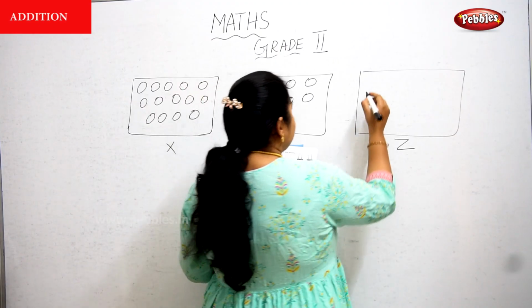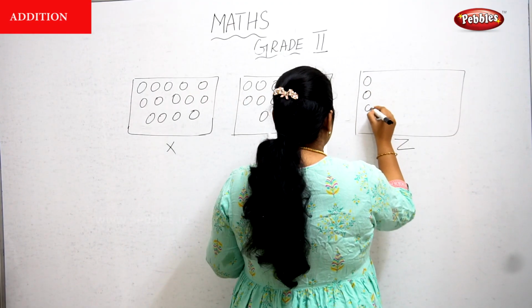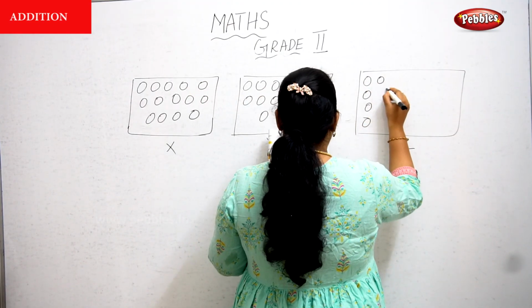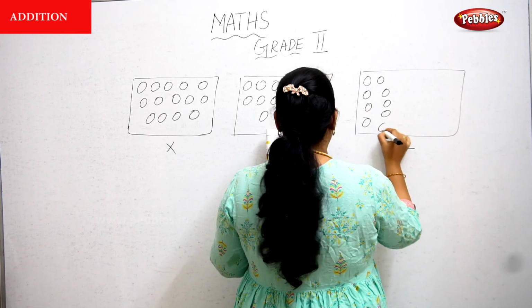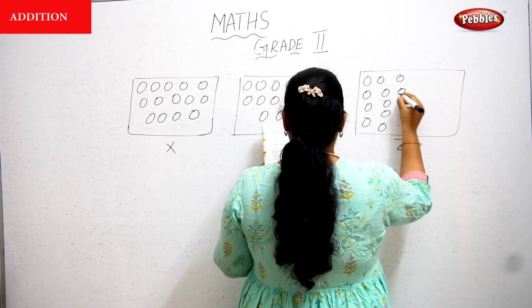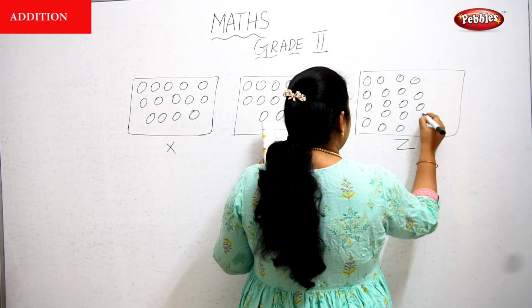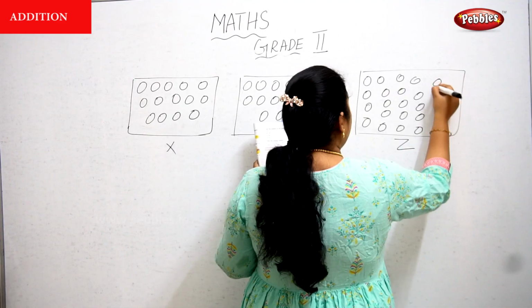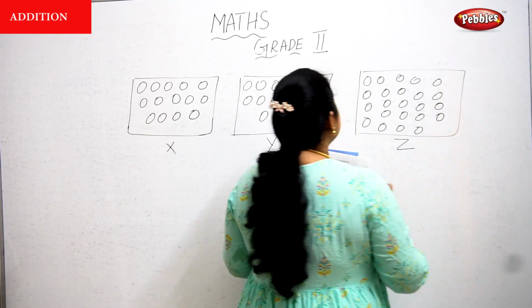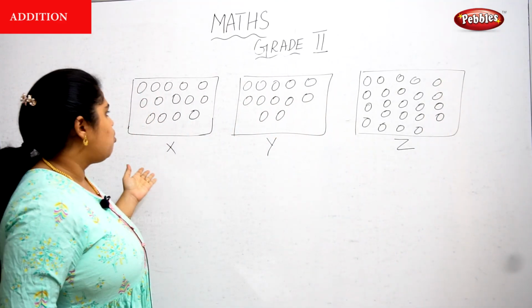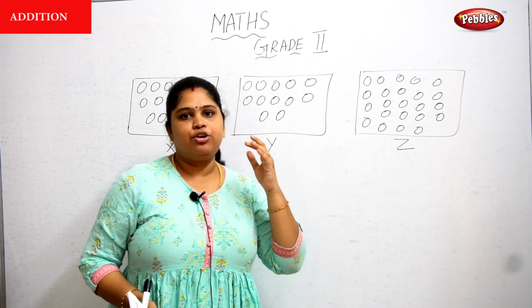Next Z: 1, 2, 3, 4. Then 1, 2, 3, 4, 5 three times. Then 1, 2, 3 and 4. So the X box, Y box and Z box each have a set of eggs.